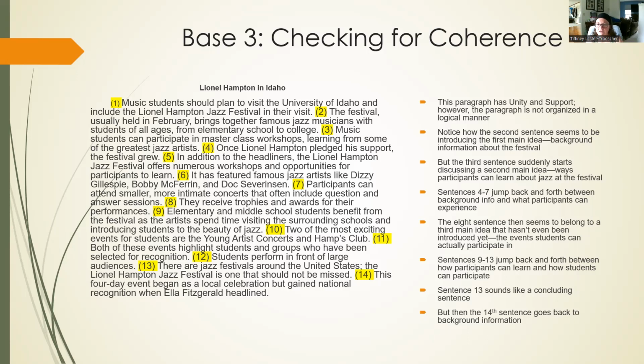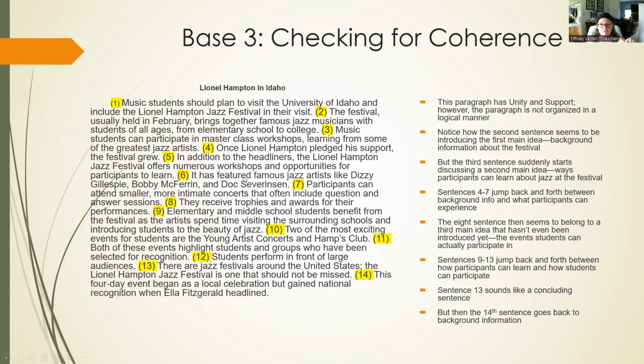Okay. But then the third sentence suddenly starts discussing a second main idea, which is about how participants can learn about jazz music at the festival. Music students can participate in masterclass workshops learning from some of the greatest jazz artists. Well, that's not the same as giving background information. This is something else entirely. It seems to be part of a main idea that is explaining how people can learn at this festival.